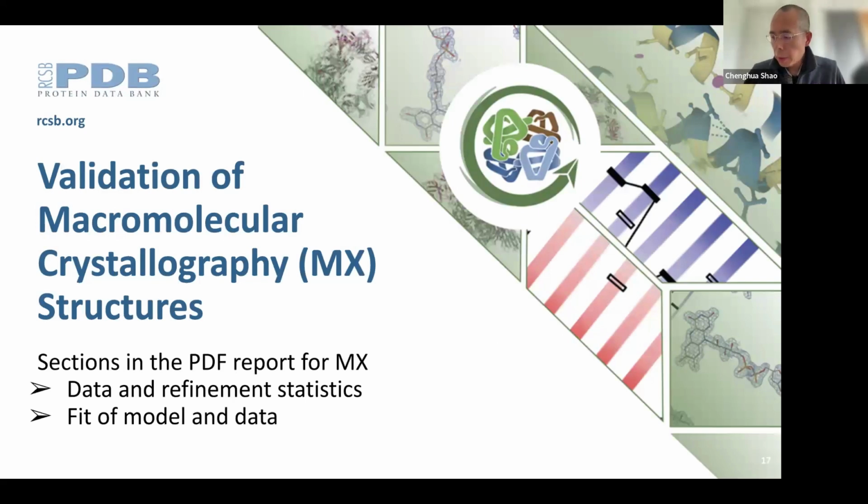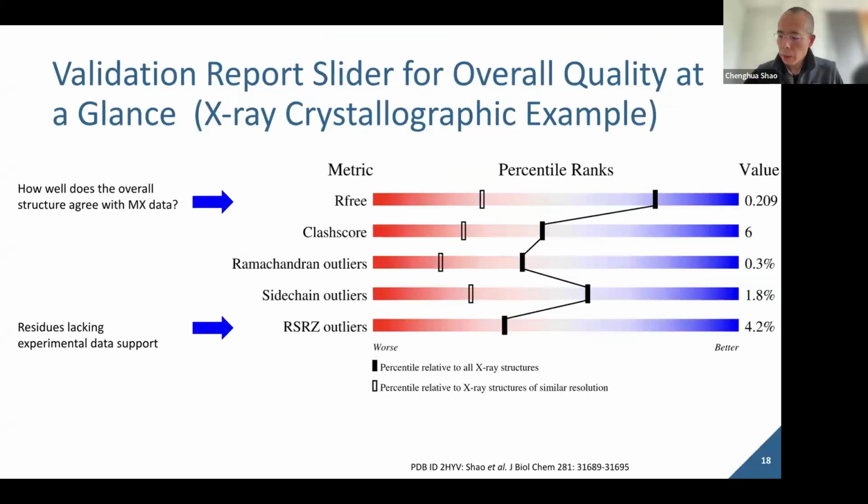Over 80% of PDB structures were resolved by crystallography. So understanding MX validation means you understand most of the PDB structures. As indicated earlier, the validation will assess the crystal diffraction data itself, as well as the goodness of fit between the structural coordinates and diffraction data. The results are presented in the section on data, statistics, and fit of model and data. And this part of the validation is also reflected in the two sliders on top and bottom, R-free and RSRZ, as the outliers.